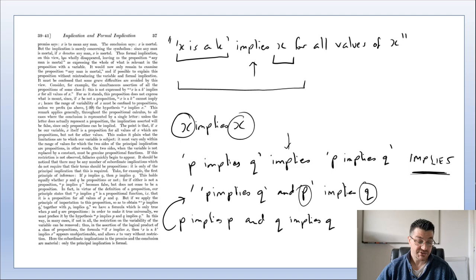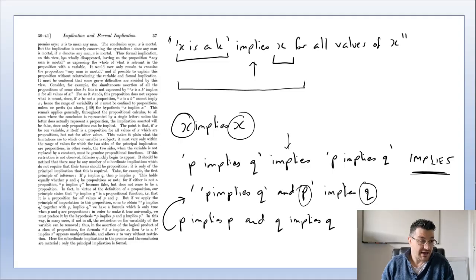Here the subordinate implications in the premise and the conclusion are material. Only the principal implication is formal. So material implications are between effectively particular propositions. But what we'll see as a formal implication is, it's viewed by Russell as the simultaneous assertion of a class of material implications. But there are some more details that he needs to iron out in the next few sections.